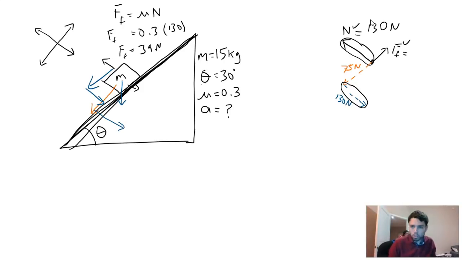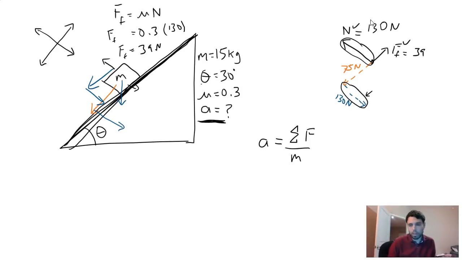Now that we know all the forces on our free body diagram, we can do a Newton's second law equation. All right, remember the goal. We're trying to find acceleration, right? That's our goal. So we know that Newton's second law says acceleration of an object is equal to the net force divided by the mass of the system. Well, the normal force and this component here cancel out.